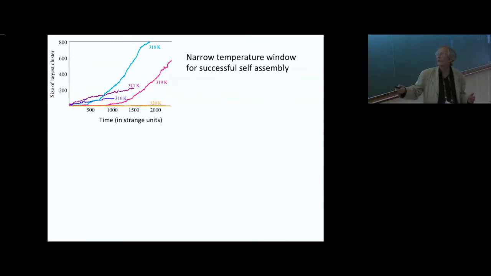No clusters form. If you go to low temperatures, not very low, 316, 317, something grows very quickly and then it stops because of self-poisoning. Other clusters attach to the surface and you can't get your perfect structure. And then there's a very narrow temperature window, in this case between 318 and 319 Kelvin. This is actually fairly close to the experimental temperatures, where you have to wait for a while and then suddenly the cluster starts to grow and you get the kind of thing you want.